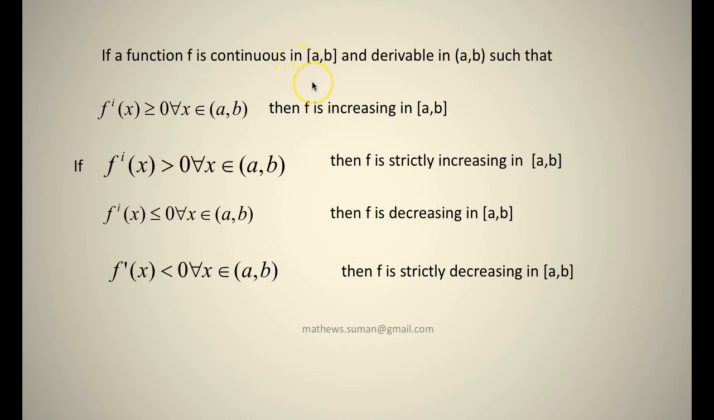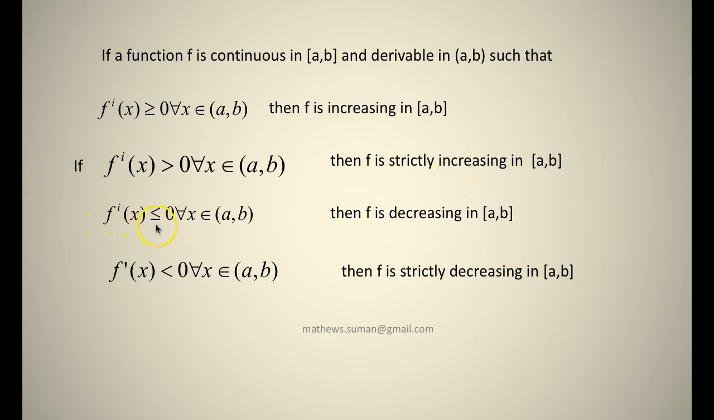Coming to the applications of quadratic inequalities in derivatives, if a function f is continuous in the closed interval [a, b] and derivable in the open interval (a, b), such that f dash x, the first order derivative, is greater than or equal to 0 for all x belonging to the open interval (a, b), then we say that f is increasing in the closed interval [a, b]. Again, if f dash x is greater than 0 for all x in the open interval (a, b), f is strictly increasing in the closed interval [a, b]. So if you have a strict inequality, it is strictly increasing.